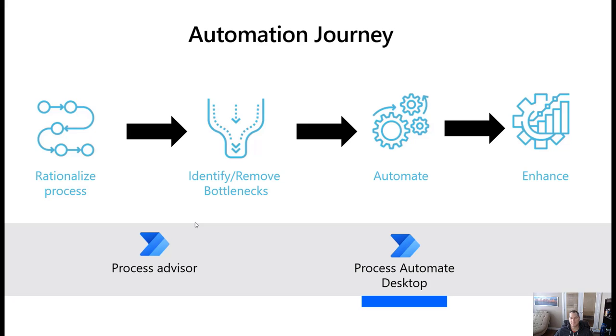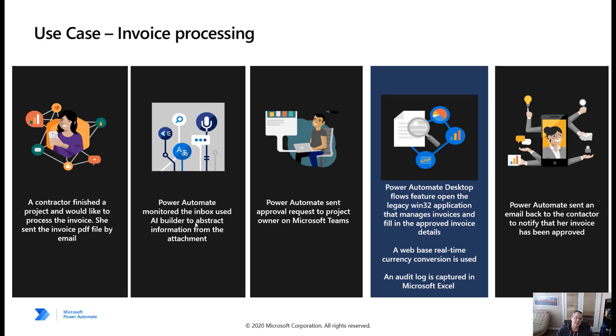Okay, so let's update our automation journey here. We've gone through the Process Advisor stage. We now know that we want to build that automated process using Power Automate Desktop and our Cloud Flows. And then in a little bit, we'll talk about Power Virtual Agents. So this is essentially the process that we've landed on.